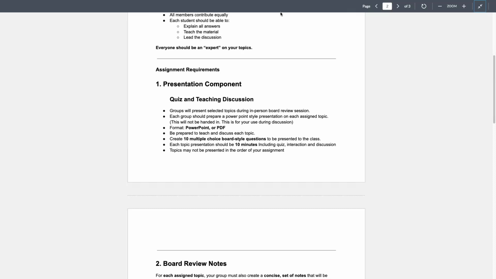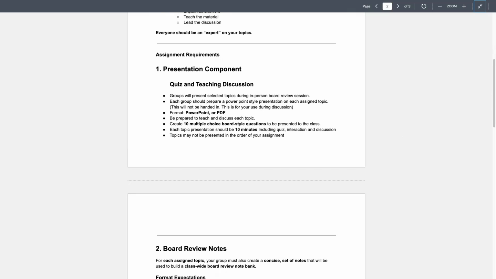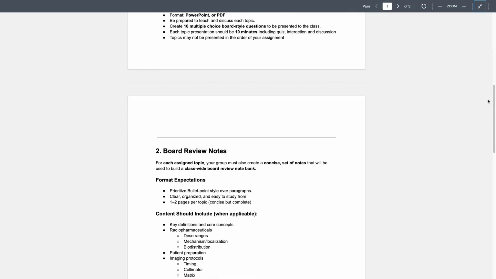Okay, so that's what you're going to need to do. The other component to this, so that's component one, which is the quiz and the teaching. And then component two is that for each assigned topic, I would like your group to create a concise set of notes that will be used to build a class-wide board review note bank. So the expectation is that whatever you are studying, I want you to make a guide.